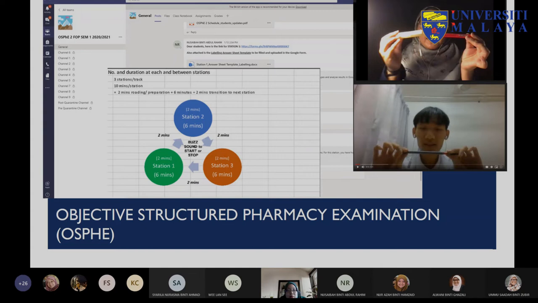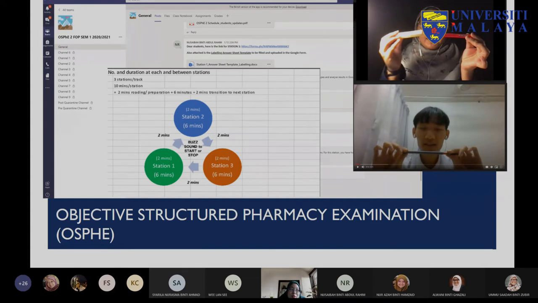And in station three, we have responding to symptoms. So if you look at this in Teams, we have 9 channels. The students are divided into 9, and each of them goes into one of the 9 channels.